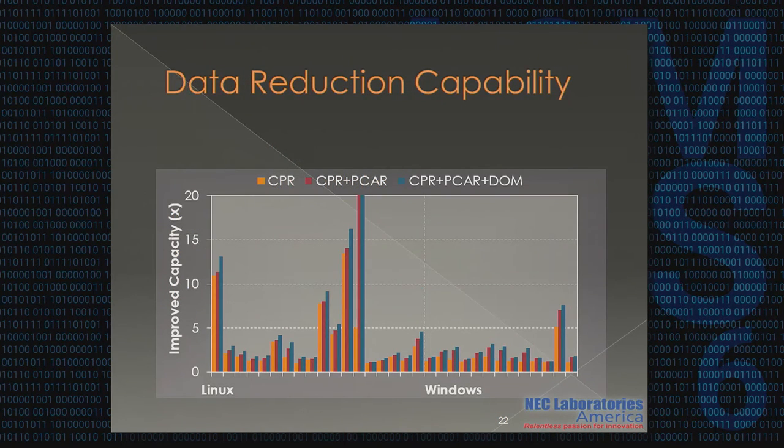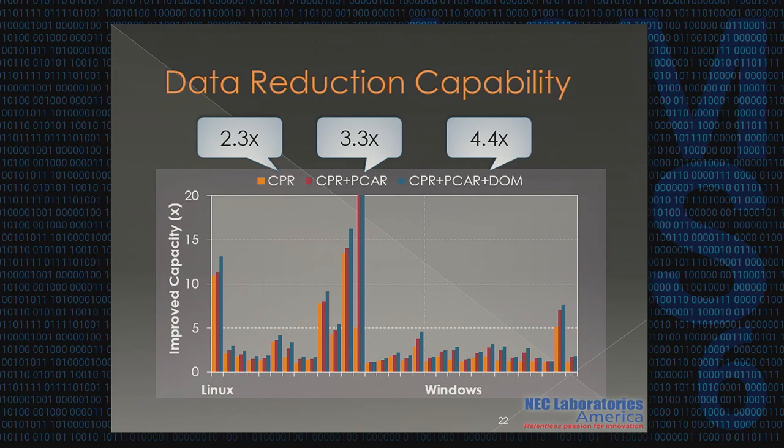For the data reduction capability, the graph shows that for the lossless approach, we are able to, on average, increase the system processing capability by 2.3 times. And with combining the lossless and the approximation approach, we can improve the system capacity by 3.3 times. And with additional help of the domain knowledge, we can achieve about 4.4 times reduction. And again, due to the difference of the workload, many hosts have a dramatically different kind of reduction outcome than other hosts.